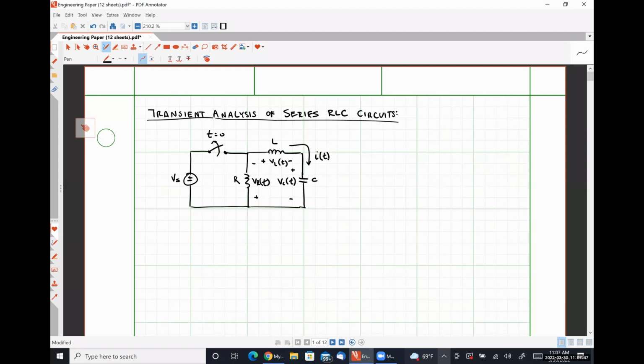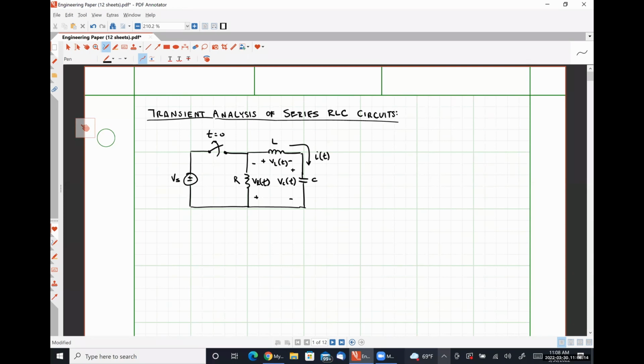When our switch opens, what's going to happen is that the energy that's stored by the capacitor, some portion of it will be passed to the inductor, some portion of it will be passed to the resistor, and over time, we will find that all the stored energy by the capacitor will be converted into heat by the resistor, leaving us with a total stored energy of 0.